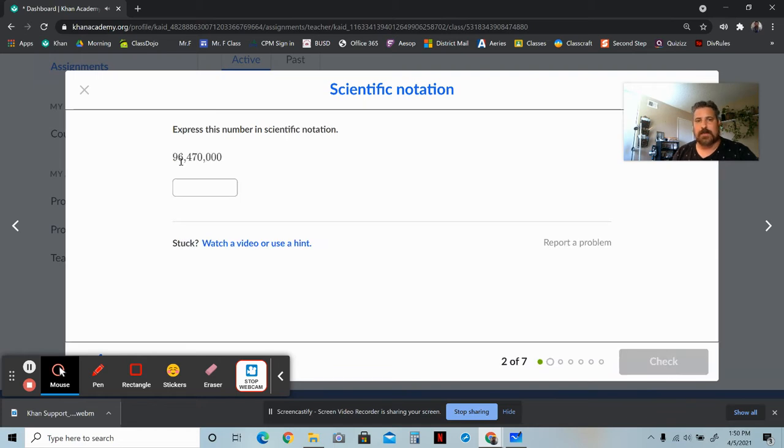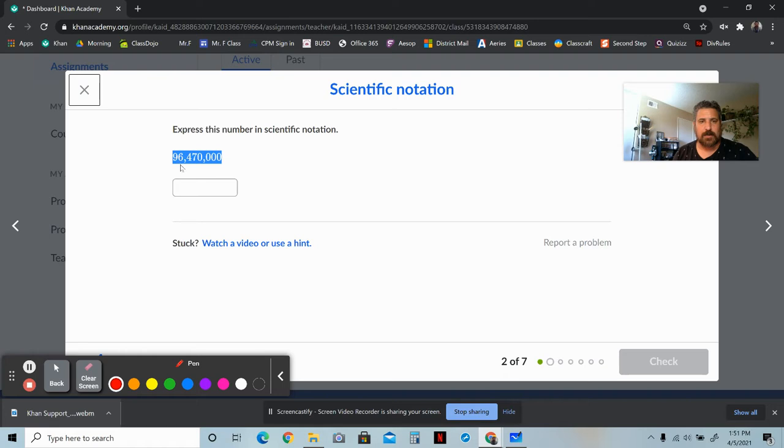Here you've got 96,470,000, right? So if it says write this number in scientific notation, what you're going to want to do is you want the lead digit to be right between the 9 and the 6, okay? So that's where you want the lead digit to be, right there.